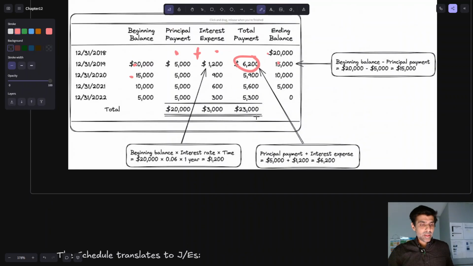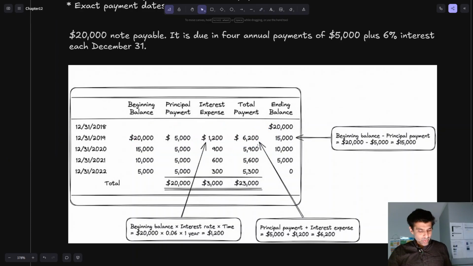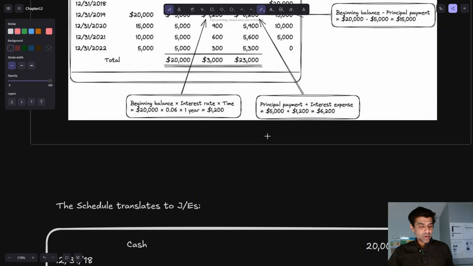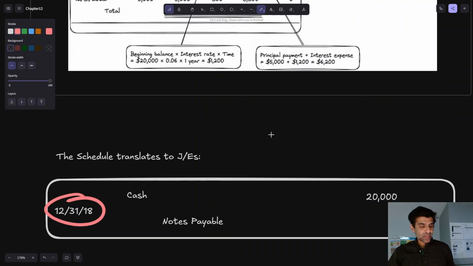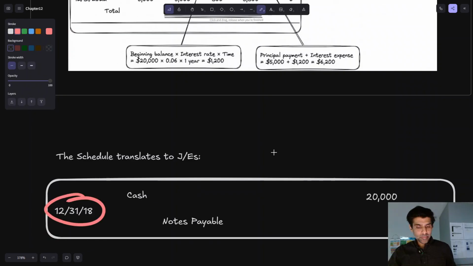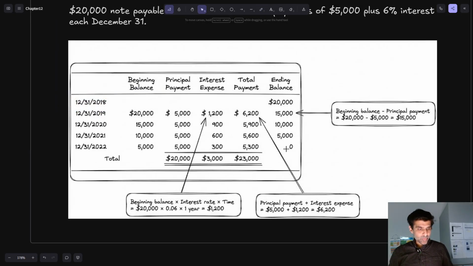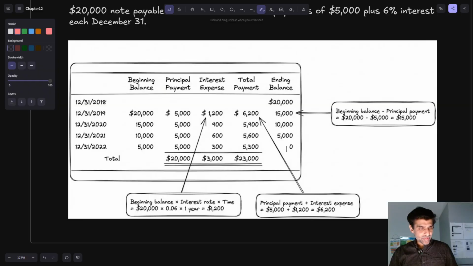Okay, so this schedule is useful for making our journal entries. So for example, the journal entry when we first get the loan, this is on this date when we first take out the loan. Cash, we're receiving 20,000, and it's for a liability 20,000. Okay, so this should be pretty easy. Now we can use this table to figure out what the journal entry is for this date because we kind of have all the information. Okay, so sorry.